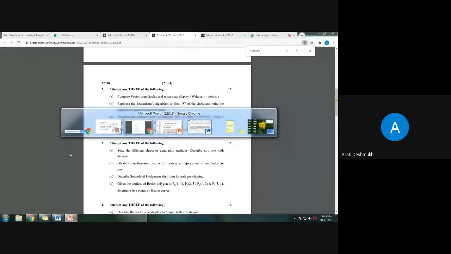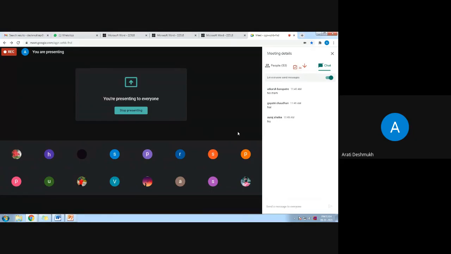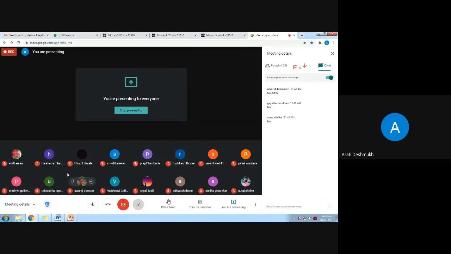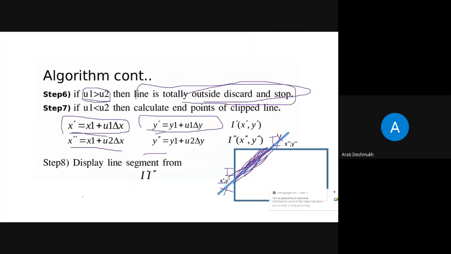Are you understand? It's a little bit difficult, but are you understand the concept of Lian-Basky algorithm? Arya, or have to repeat it? Is there is any doubt in the Lian-Basky algorithm? Just you have to remember the formulas.